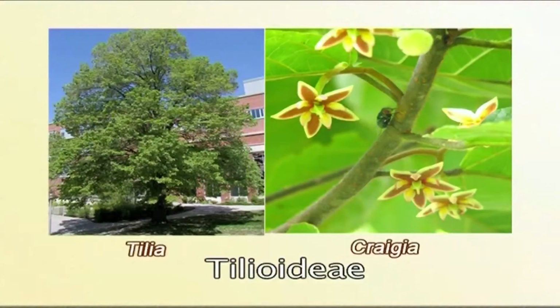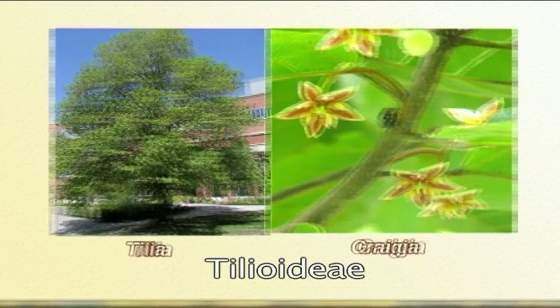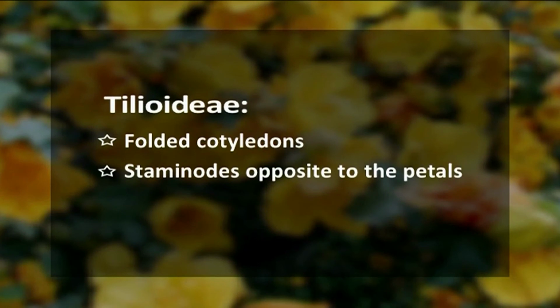The Ptyloideae subfamily, represented by genera like Telia and Craigia, is distinct in possessing folded cotyledons. Stem nodes here are opposite to the petals. The remaining two subfamilies are Bombicoideae and Malvoideae. Traditionally, they were recognized under separate families, Bombicoaceae and Malvaceae, as already mentioned at the start of discussing the phylogeny. They are closely related to each other.